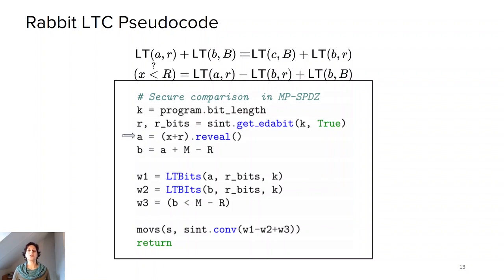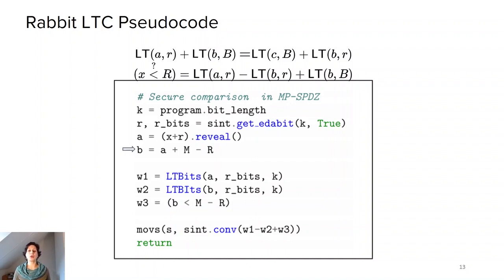So first we use the arithmetic version of our edabit to mask our secret x, and since now x is one time padded, we can reveal this value. Now by adding the quantity capital B, which is m minus r, to the open value a, we get to compute the value small b that I showed you before in the commutativity graph.